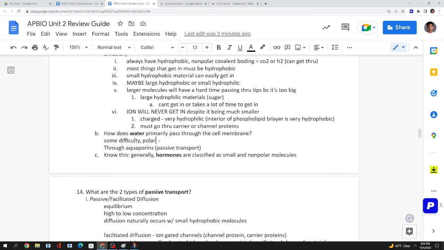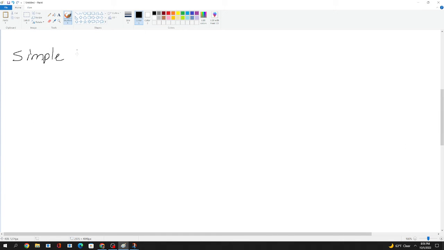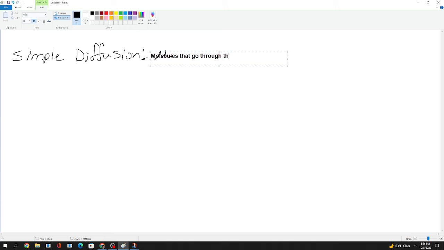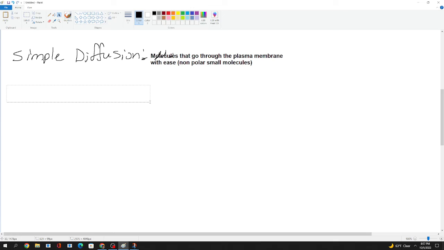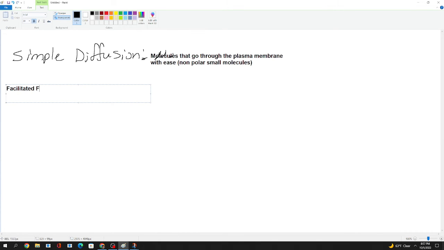So when I say definitions like simple diffusion, simple diffusion means molecules that go through the plasma membrane with ease. These are always nonpolar small molecules. They simply just go through it. Then you have facilitated diffusion, which can be broken up into two things. Facilitated diffusion means that you are helping things diffuse through the plasma membrane because they originally could not. I spelled could incorrectly. Could not.